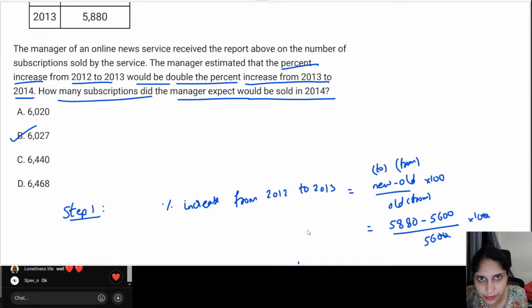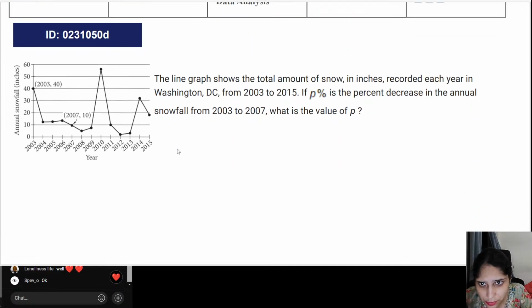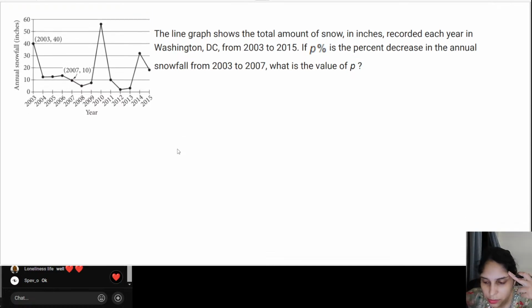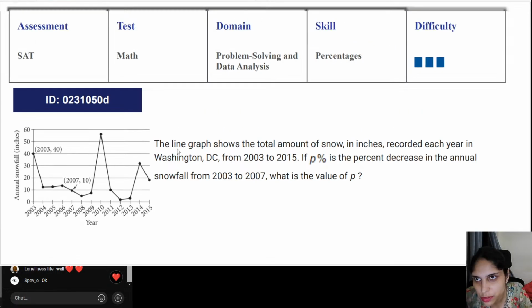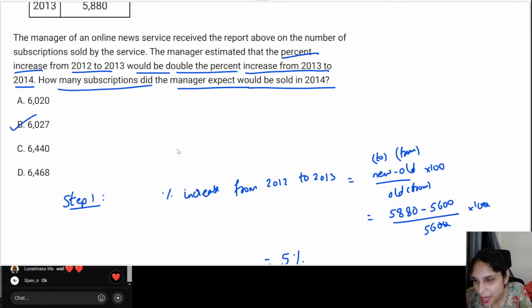Next is question number 5. The line graph shows the total amount of snow. Also, let me check the options. Nah. I was like, if 3 of the options are less than 5880, then we can just do process of elimination. But here we can't do process of elimination.